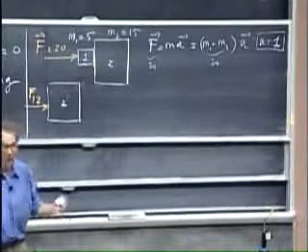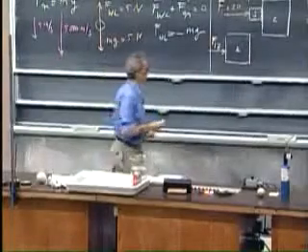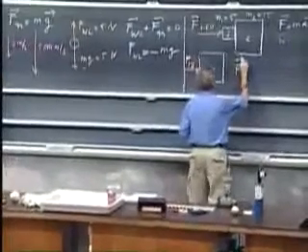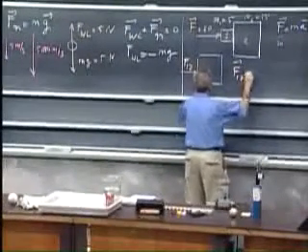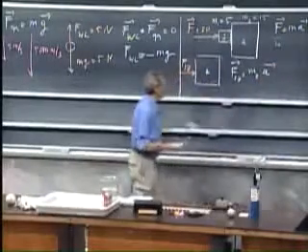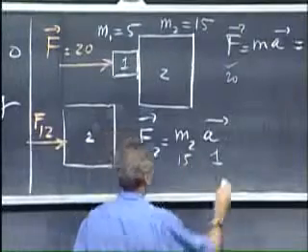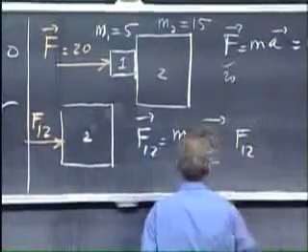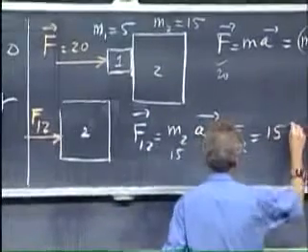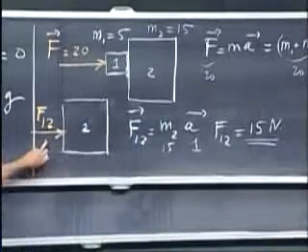I know that number 2 has an acceleration of 1. That's a given already. So here comes F equals ma. F1,2 equals m2 times a. We know a is 1. We know m2 is 15. So we see that the magnitude of the force F1,2 is 15 newtons. This force is 15.